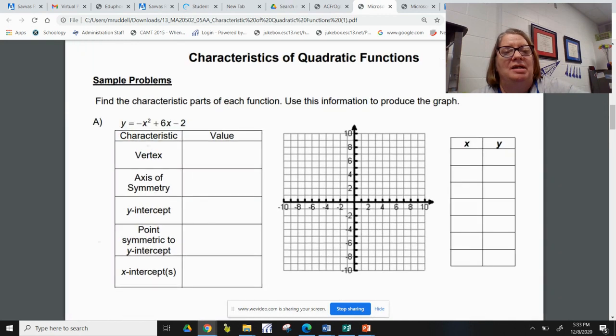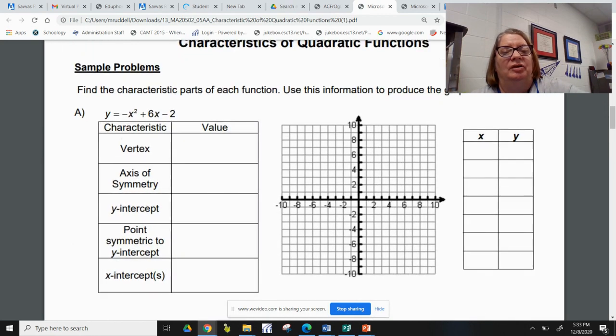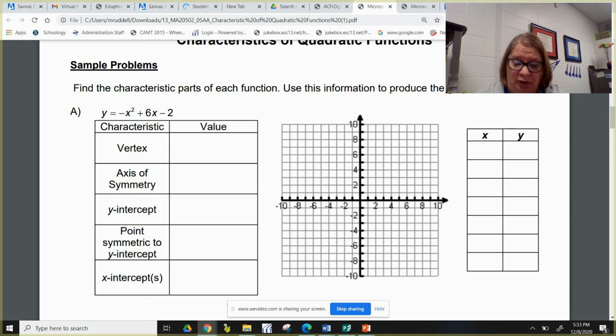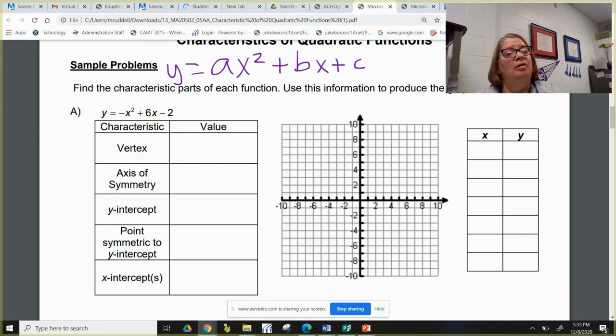Okay, sample problem A says find the characteristic parts of each function. Use this information to produce the graph. What do you notice about sample problem A? Is it in standard form or vertex form? If you compare to the ones on the chart, this is in standard form. In standard form, we need to know what is A, what is B, and what is C. That way we can find all the parts.